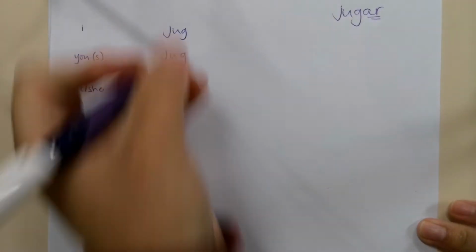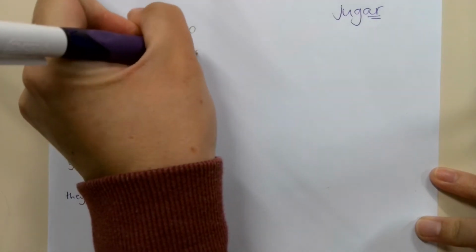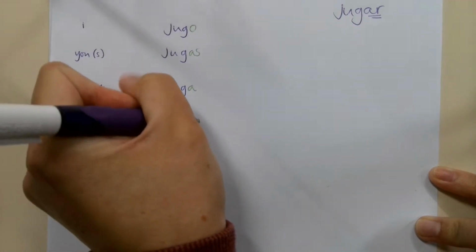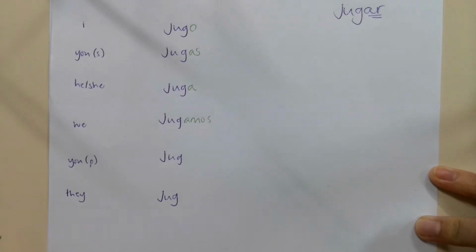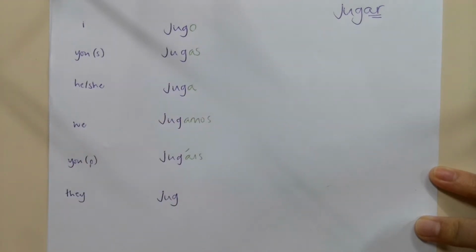So for I, our ending is o. For you singular, our ending is as. He or she, our ending is a. We, it's amos. You plural, it's áis. And remember, we've got an accent on that A. And for they, an. So that's what we do with a normal verb.